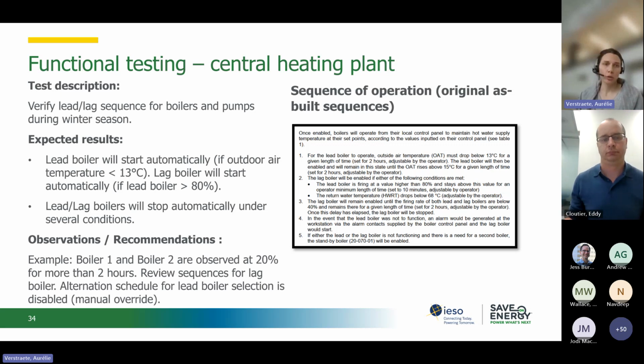So this concludes functional testing examples here, and Eddie will continue the presentation here.